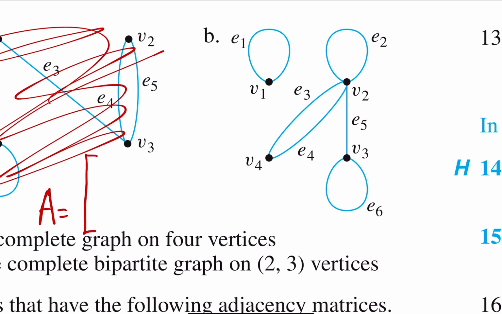Okay, V1, V1, we have 0. V1, V2, we have no connection, 0. No, V1 and V1, we have 1 loop, is 1. V1, V2, 0. V1, V3, we have nothing, 0. V1, V4, where's V4 here, we have nothing.